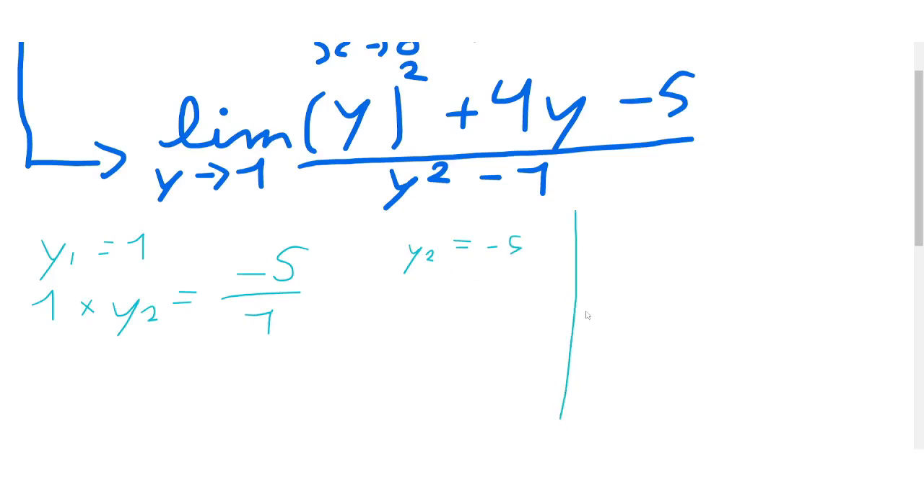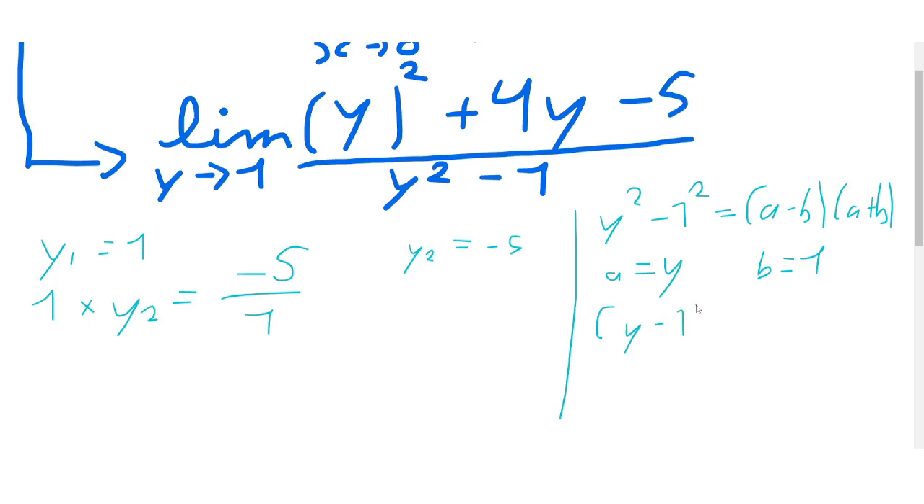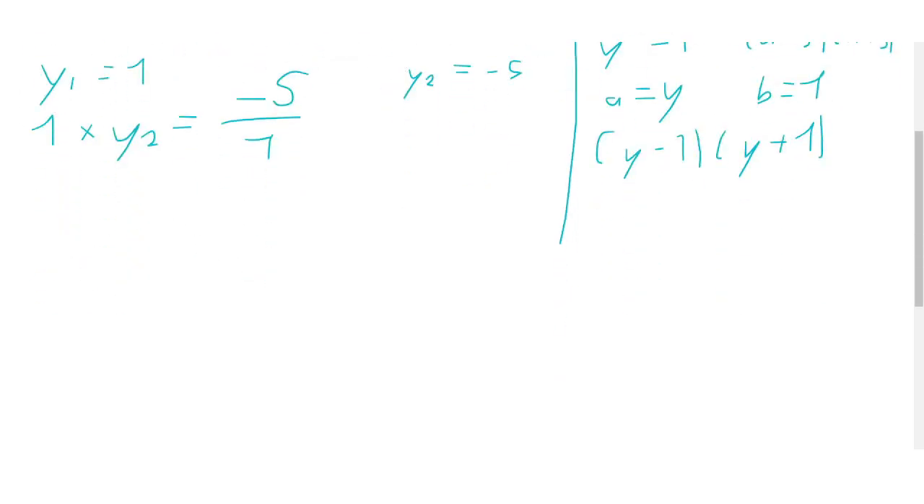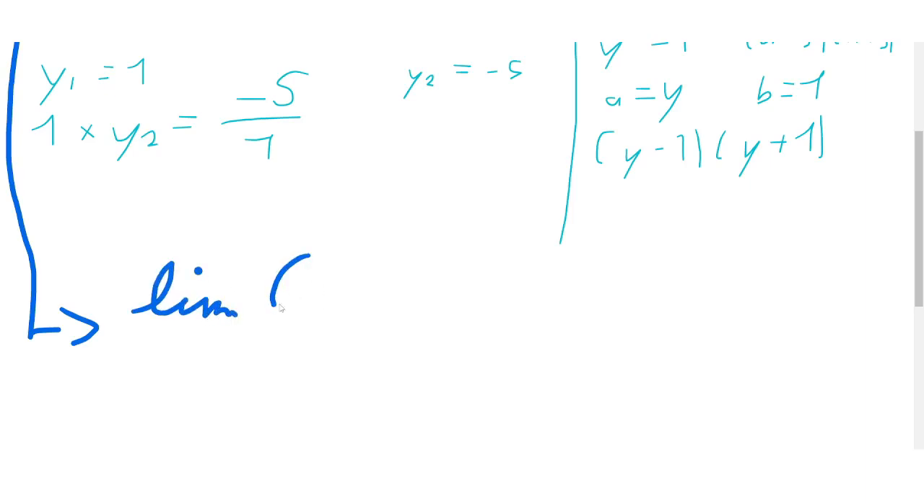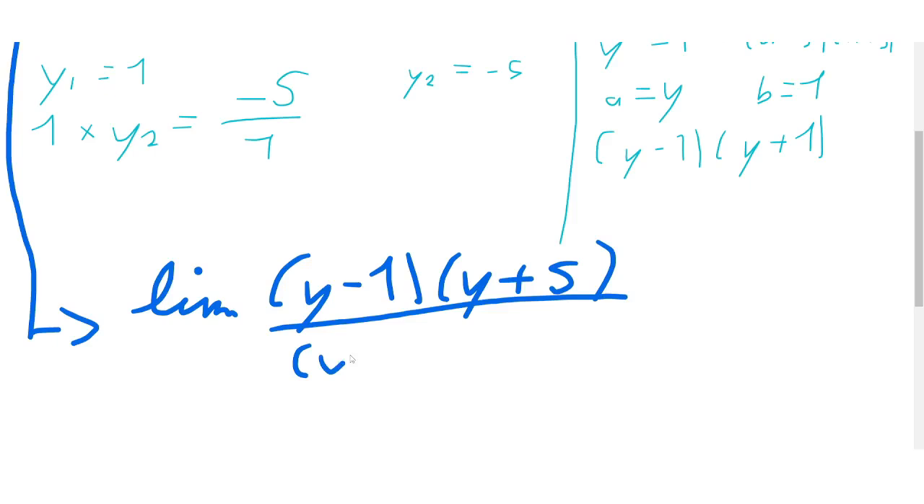Then, for our denominator, we have y squared minus 1. But this is the same thing as y squared minus 1 squared, which goes back to the identity of a squared minus b squared equals a minus b times a plus b, with here a being equal to y and b equal to 1. So we can rewrite the denominator as y minus 1 times y plus 1. Meaning we can rewrite our entire equation as the limit of y minus 1 times y plus 5, the whole thing over y minus 1 times y plus 1, again with y approaching 1.